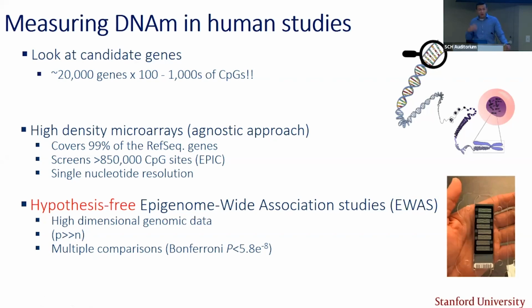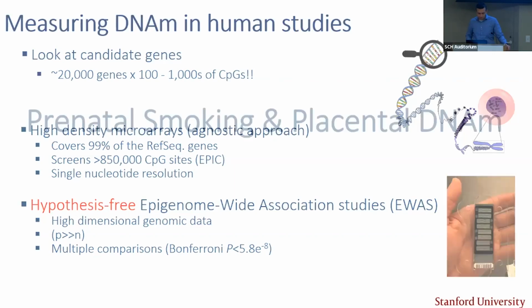We perform these hypothesis-free epigenome-wide association studies, very similar to GWAS, the genome-wide association studies for SNPs. We call these EWAS, which are epigenome-wide association studies. The data is very high dimensional, right? For every single individual, we get about a million data points. So the number of parameters is huge, and we run into bioinformatics and methodological issues. There's a lot of work on the methodology side that I won't be going over today.